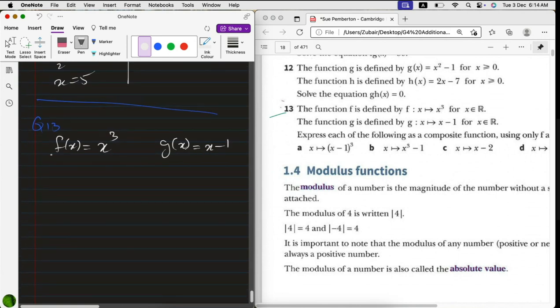Okay. So a part is x minus 1 cube. What do you think is the composite function responsible for this? So then that just has to be g into f. Correct. So I would write fg. B part, x cube minus 1, would be f into g. F into g.